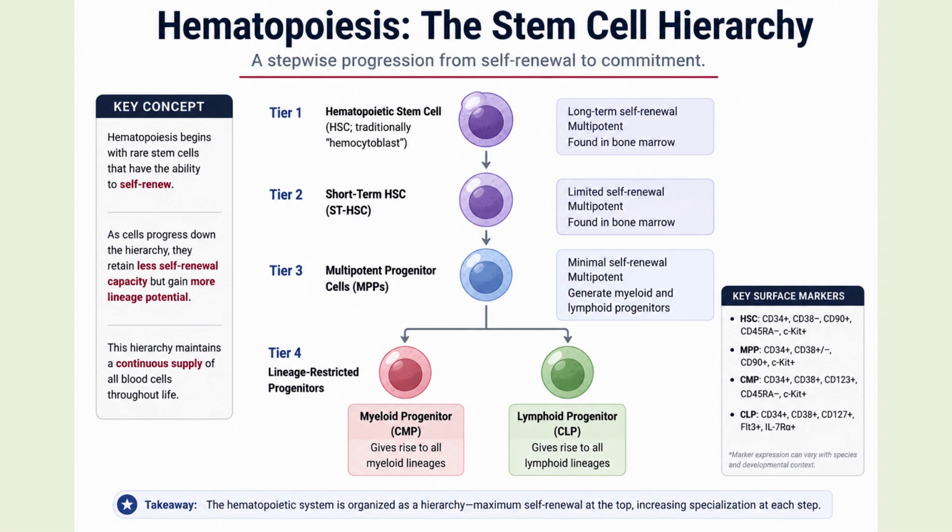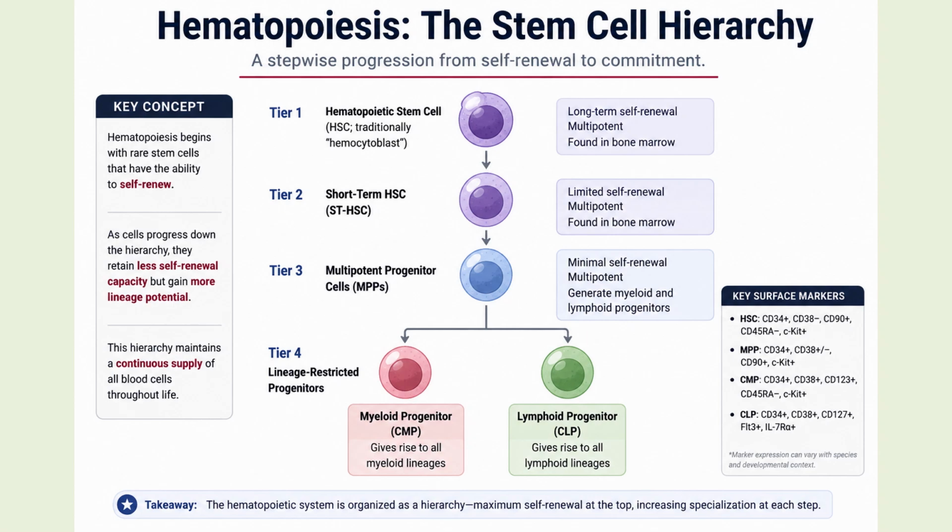Some of these cells can divide while preserving the stem cell population rather than committing every daughter cell to differentiation. That's incredibly important because your body is constantly replacing blood cells throughout your life. The hematopoietic system therefore has to solve two problems simultaneously. It has to make new blood cells while maintaining the population capable of making those cells in the future. That's why the hierarchy on this slide matters.